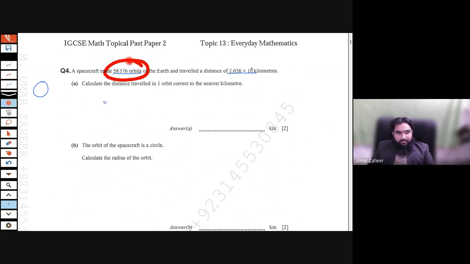These are the number of orbits 1, 2, 3, 4, 5, 6, 7, 8, and this is the total distance. You have to find the distance of one orbit. How can we find it? There is no hard tool here. It's just a basic question.